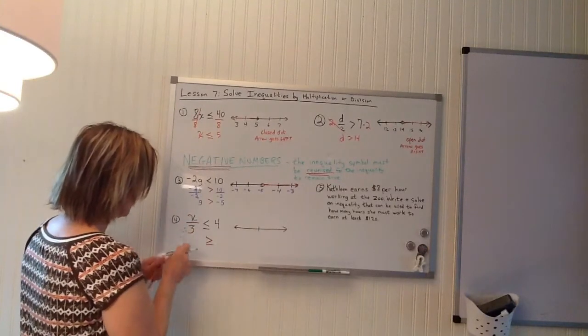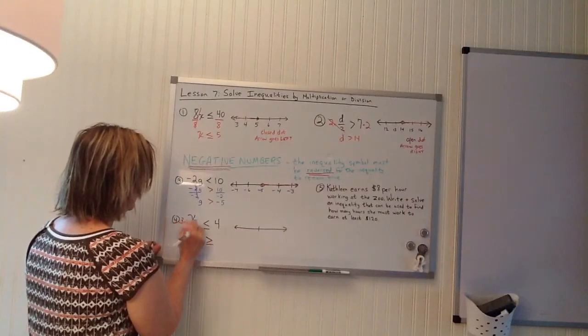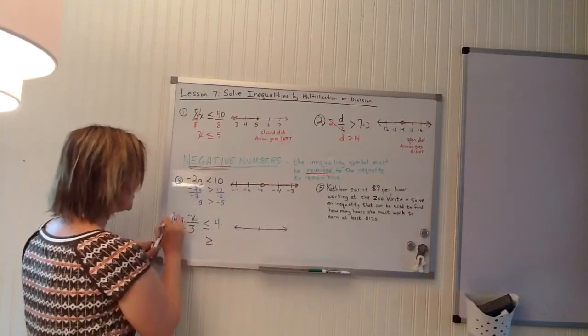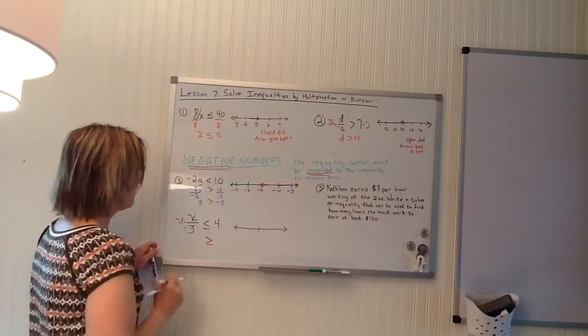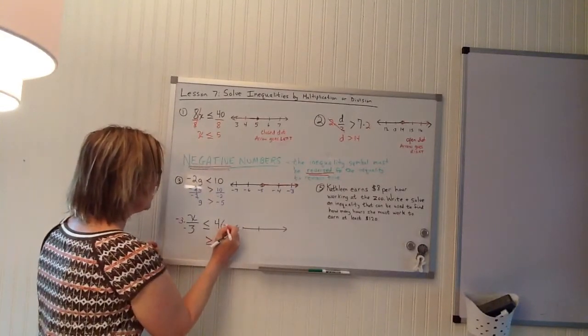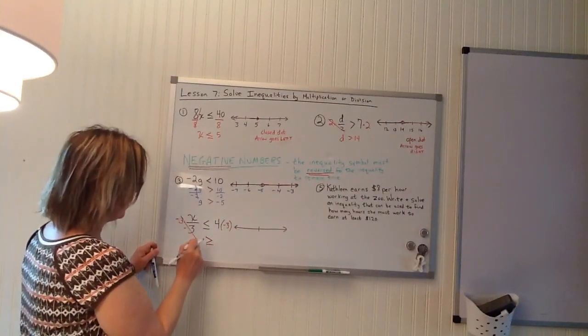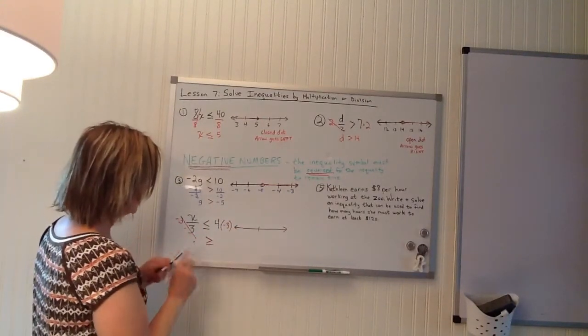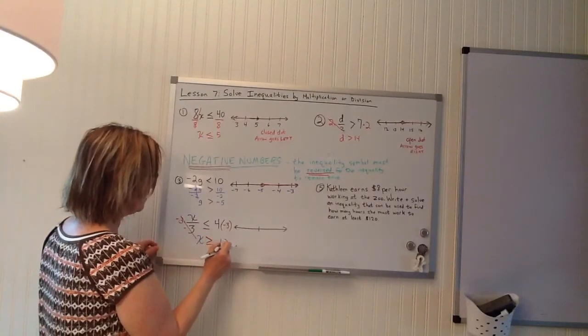Okay, I'll just work it up there. I have to multiply by -3, and multiply this side as well by -3. So these cancel out. I have x left on one side, and 4 times -3 is -12.